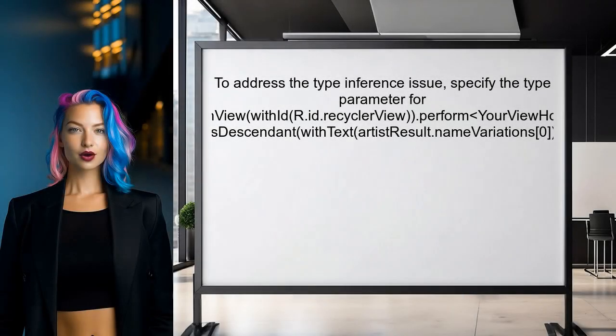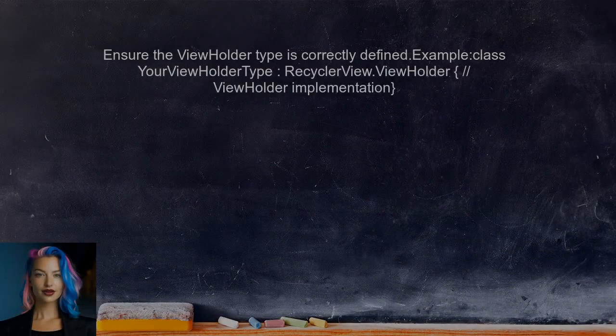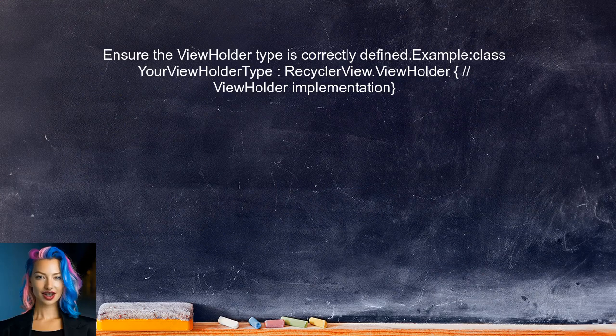To address the type inference issue, the user should explicitly specify the type parameter for the RecyclerViewActions.scrollTo method. This can be done by providing the type of the view holder as a generic parameter. Next, the user should ensure that the view holder type is correctly defined. This is crucial for the scrollTo method to work properly.